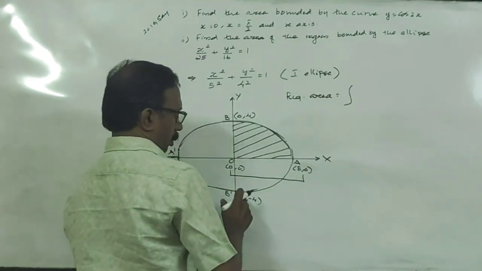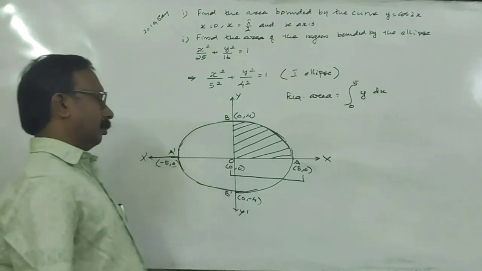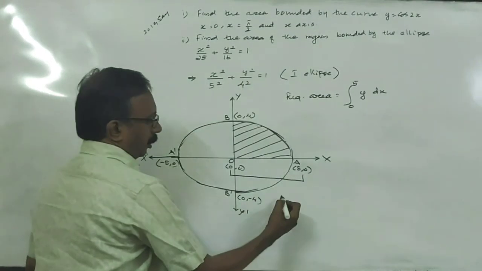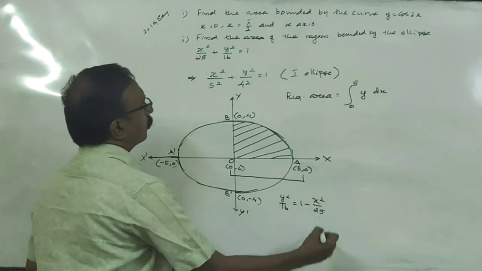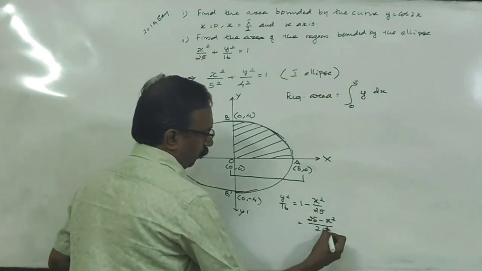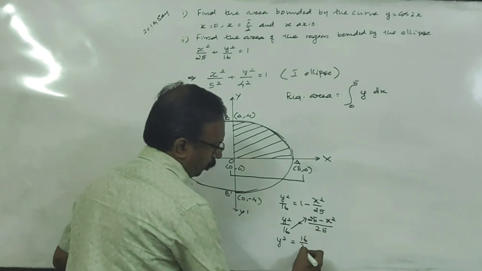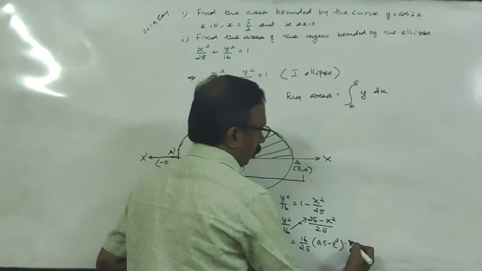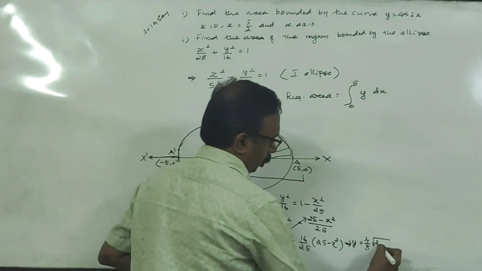The required area is equal to integral 0 to 5 of y dx. Here y square by 16 is equal to 1 minus x square by 25, and 25 minus x square divided by 25, this is y square by 16. Y square is equal to 16 by 25 into 25 minus x square. So we can find y is equal to 4 by 5 into the root of 25 minus x square.